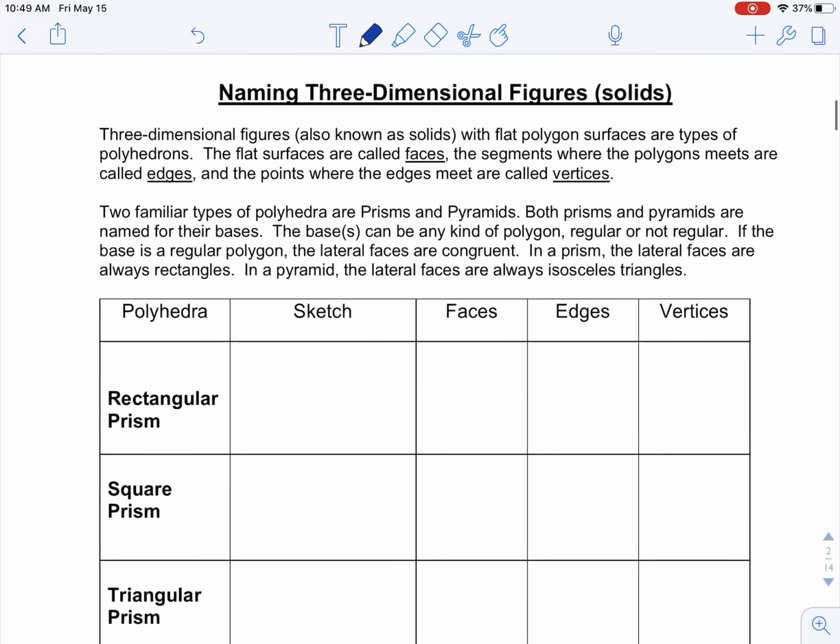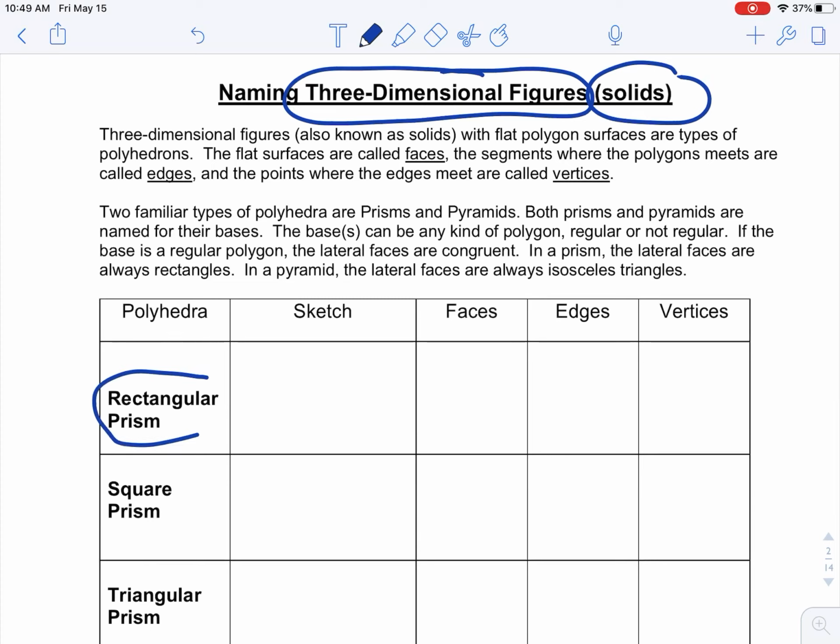So page 2, let's walk through together. We're going to talk about these three-dimensional figures. We sometimes call them solids because they're solid. Okay, so let's start off with a rectangular prism. So a drawing of a rectangular prism, you would have a rectangle on the base, and then you'd have another rectangle at the top, and then we just connect our sides like this as diagonals, just like that. So that's a rectangular prism because the base is a rectangle.